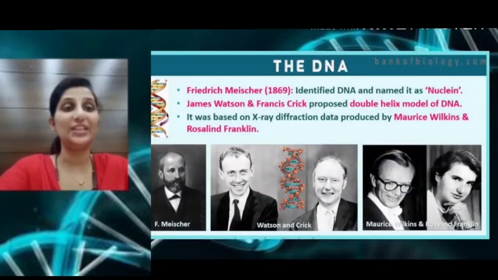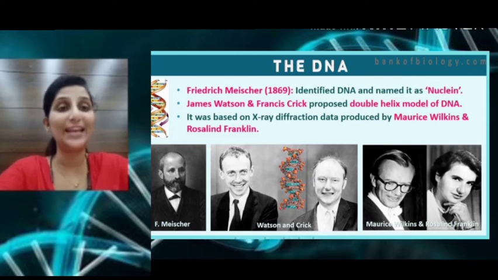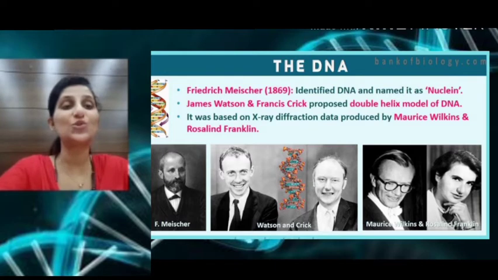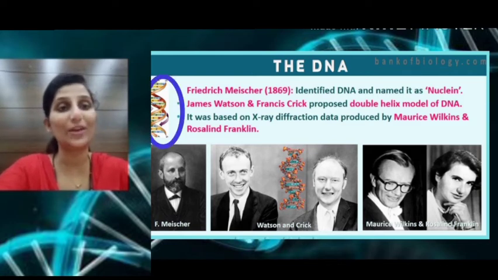About the discovery of DNA, it was Friedrich Miescher in the year 1869 who identified DNA, and he gave it the name nuclein. The structure of DNA was elucidated by James Watson and Francis Crick. It was these two scientists who proposed the structure of DNA, and they said that it is a double helix model. A double helix means a spiral ladder, and we can see the structure of DNA.